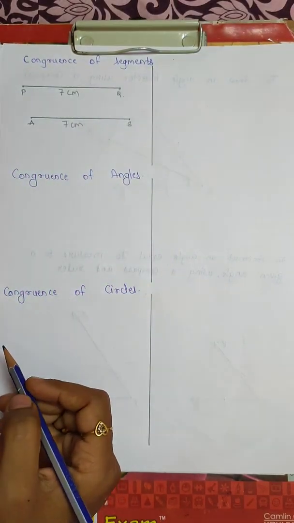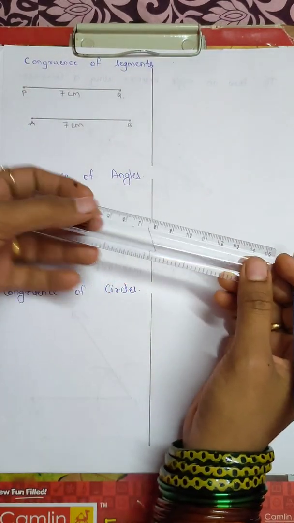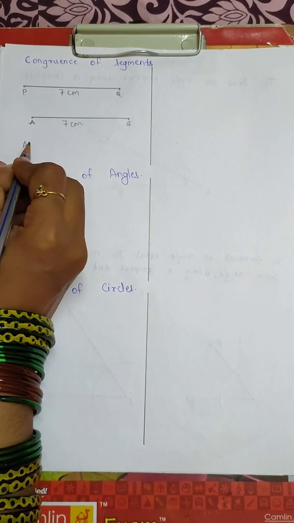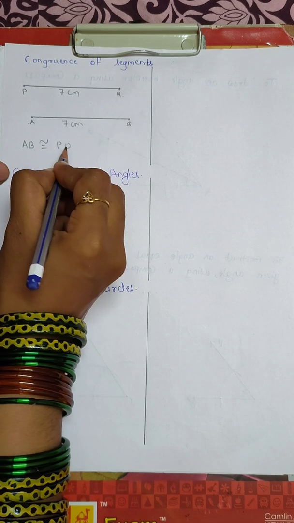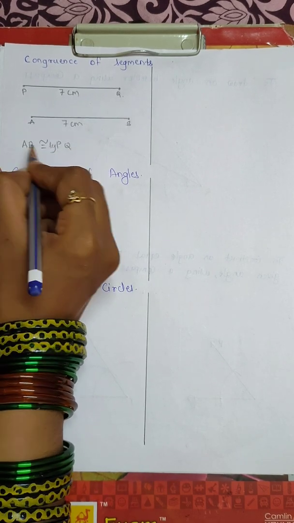Yes, so these two segments are congruent to each other. Segment AB congruent to segment PQ. You have to write here segment.